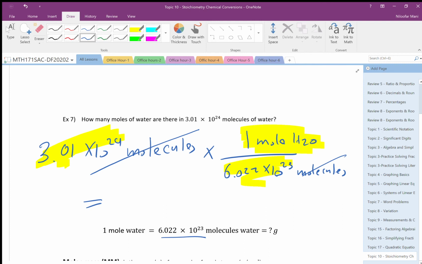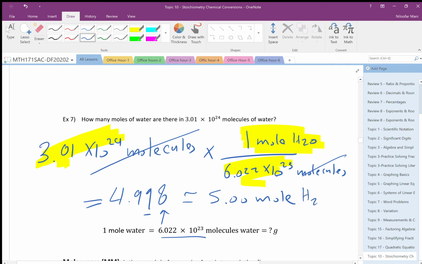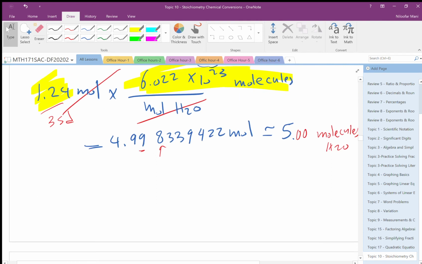Okay, so let me calculate. 3.01 divided by 6.022, that's 4.99. I think I made a mistake for the other one. So I can underline that, and check that it is almost 5.00 mole. Okay, so yes, a mole of water. And I can fix that one. I think I made a mistake.